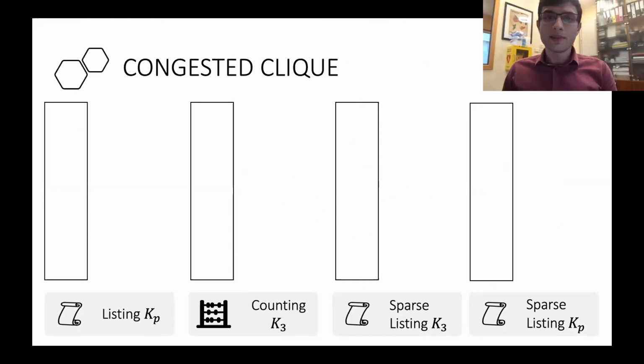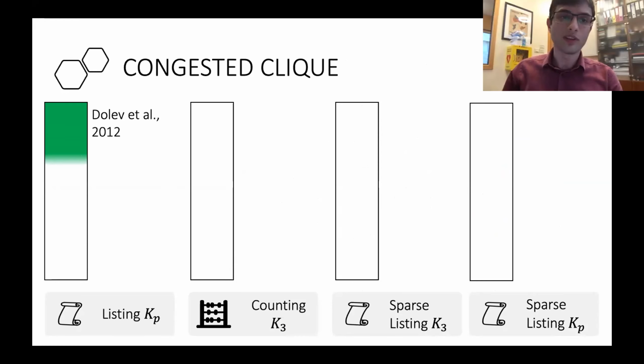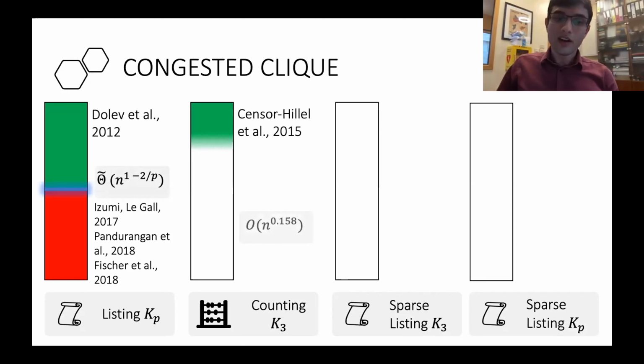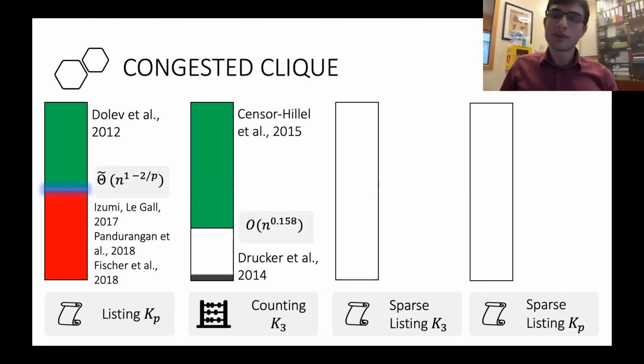Now this problem has been heavily researched in distributed settings already. So in the congested clique, it's been known for a long time now that it's possible to solve this problem optimally for cliques of any size. Later on, it was shown that it's possible to solve counting for triangles, for K3, much, much faster, but it was also shown that showing lower bounds for this problem is very difficult in the congested clique.